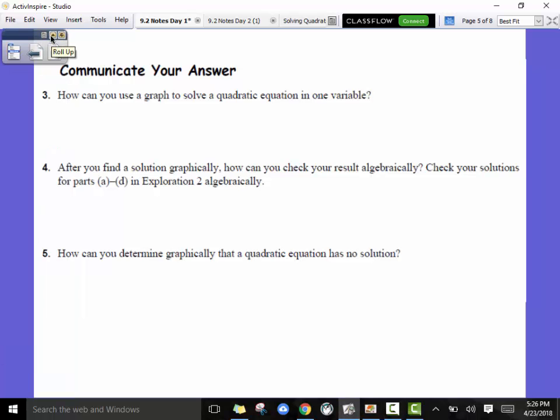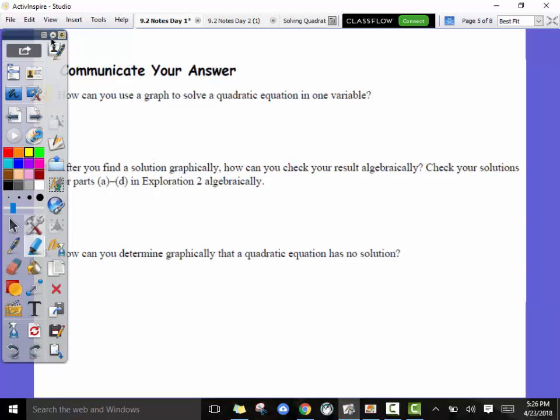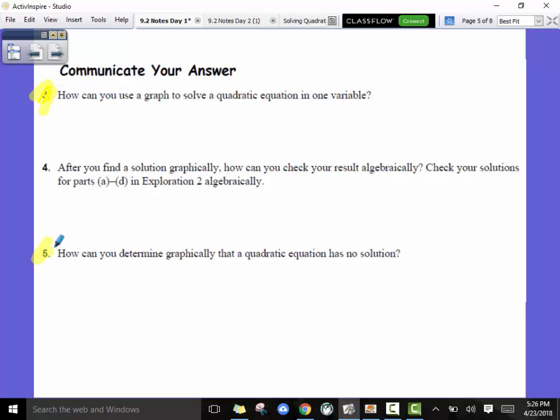Okay, and a couple of follow-up questions here. So I would like you to read and answer question number 3, as well as question number 5. You can skip number 4. So read the questions, give it a good response, push pause. When you are done responding, push play, and then you can compare your responses with the ones that I provide you.